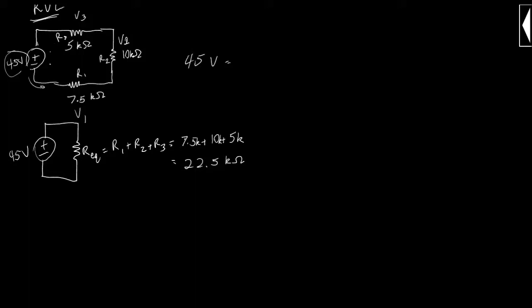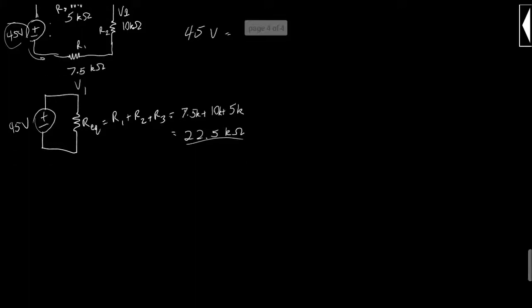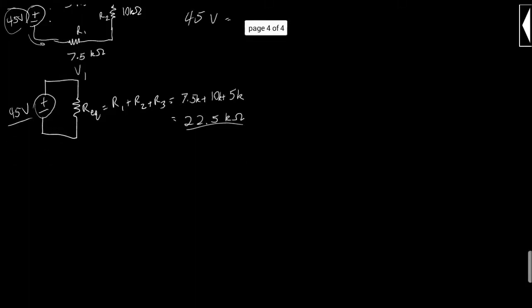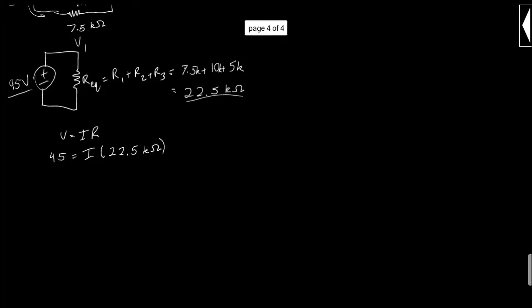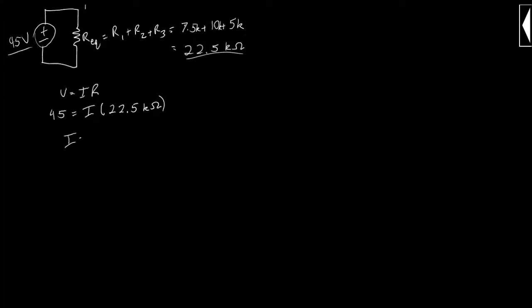So now that we know the resistance, we know the voltage, we can find the current from V equals IR. 45 volts equals current times 22.5 kiloohms. Keep the units, they're important. And that works out to 2 milliamps.